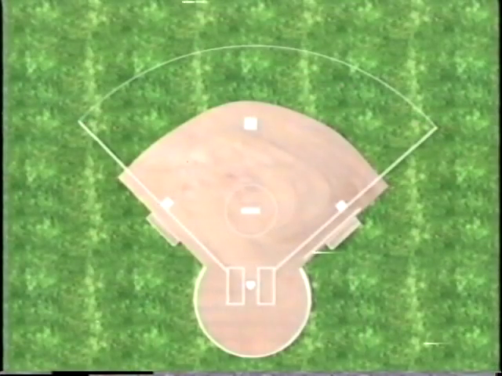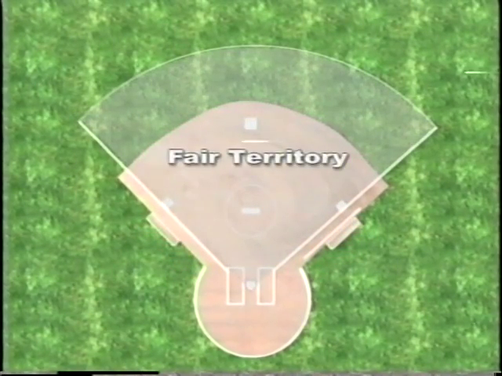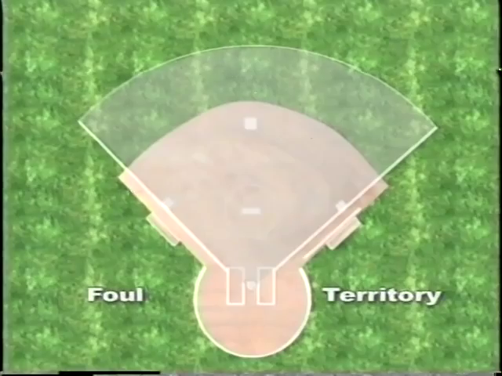The boundaries of the field are marked with chalk lines from home plate to first and third bases, designating fair territory, the area inside the lines where the ball is in play, and foul territory, where batted balls on the ground are out of play.